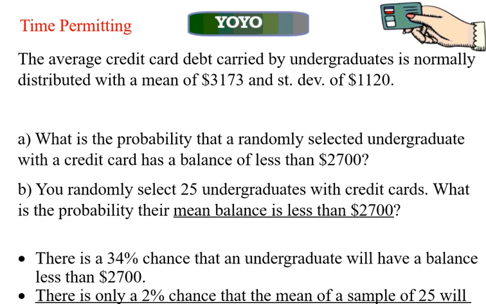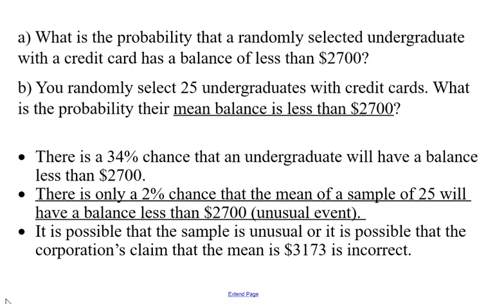This is what you should have had. The first one, you should have found there's a 34% chance that an individual undergraduate will have a balance less than $2,700. Part B, there's only a 2% chance that the mean of the sample will have a balance less than $2,700. That tends to be unusual because it's less than 5%. So we'd say it's possible that the sample is unusual, or maybe it's possible that the corporation's claim that the average of 3,173 is actually incorrect. We don't know. We just know one of those things must be off.